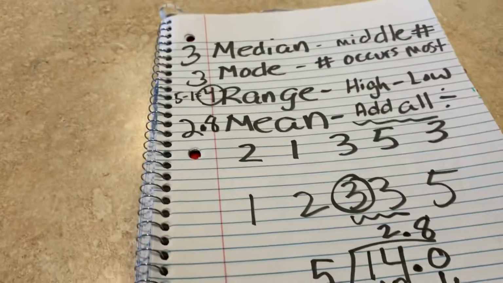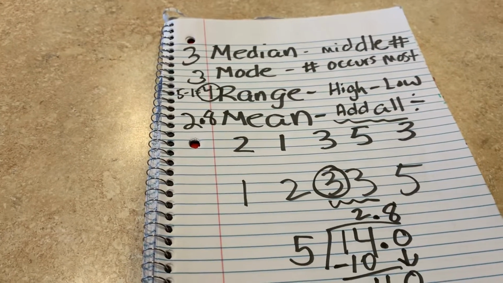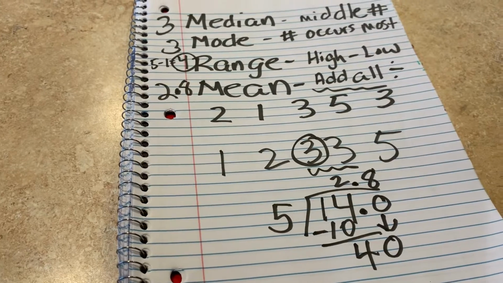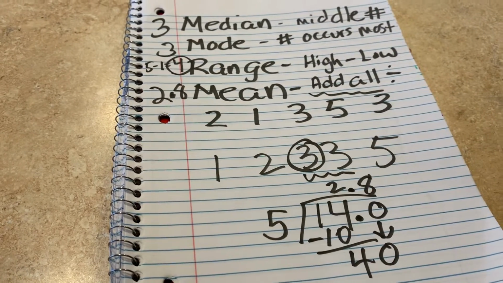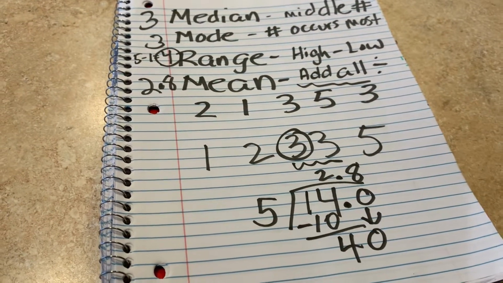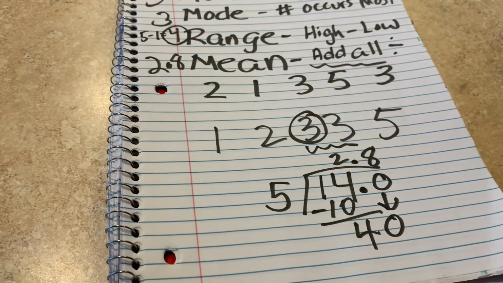And that, folks, is how we find information about our data. Median, mode, range, and mean. Mean is probably the hardest of the 4 vocab words because you have to add all the numbers and divide by the total of numbers. But you all are well equipped to solve a problem like that.